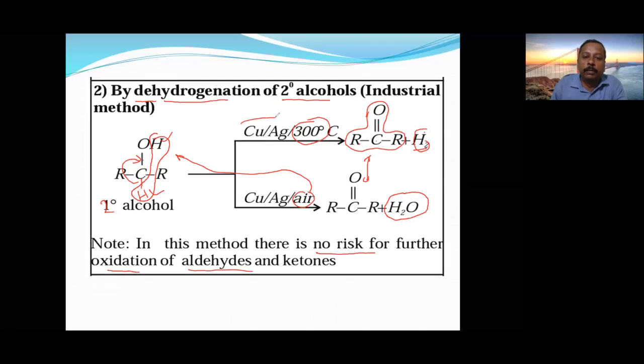Why is this method an advantage? A reasoning question will be there: why is copper or silver at 300 degrees Celsius the best method to prepare aldehyde or ketone? Because by chance also they will not further oxidize to carboxylic acid. Is it understood? And this is the cheapest method, that's why it is the industrial method. So if they ask for the industrial method in the board exams, you will write this method only.